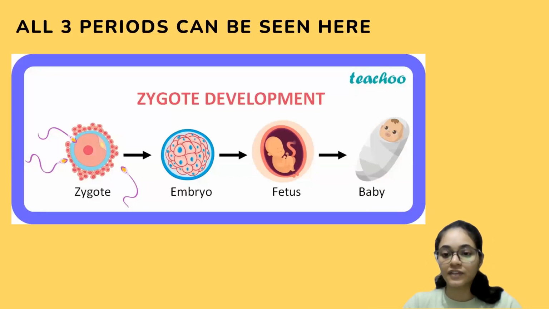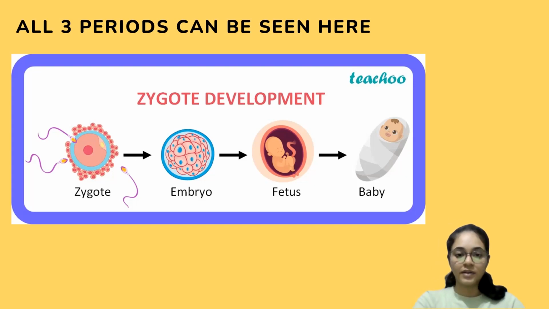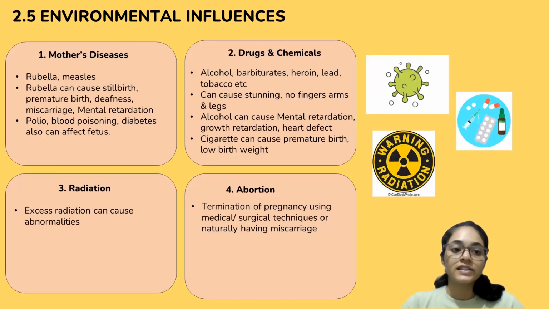All the three periods that we discussed just now can be seen over here. You see the zygote, that is, the ovum is now fertilized by the sperm, and now the end product is a zygote. The zygote, then two cells keep multiplying on and on into becoming an embryo, and then when it starts multiplying more to form each of the organs, it becomes a fetus, and the fetus, when born, becomes a baby.